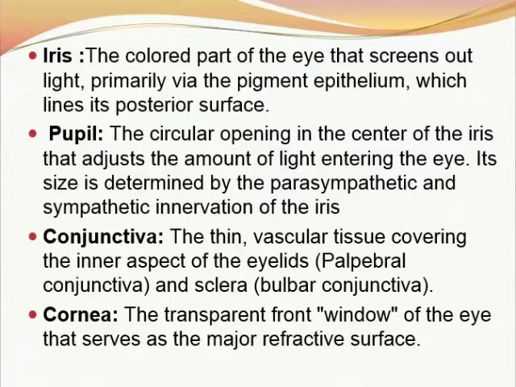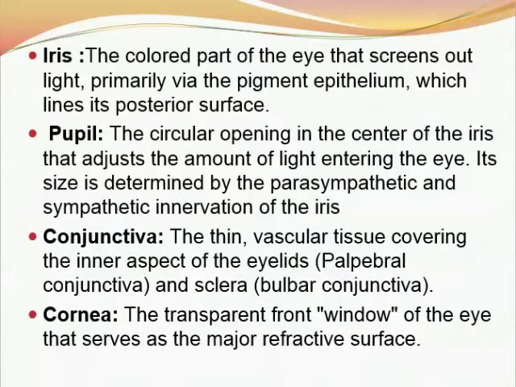Iris is the colored part of the eye that screens out the light primarily via the pigment epithelium, which lines its posterior surface. Pupil is the circular opening in the center of the iris that adjusts the amount of light entering the eye. Its size is determined by the parasympathetic and sympathetic innervation of the iris.